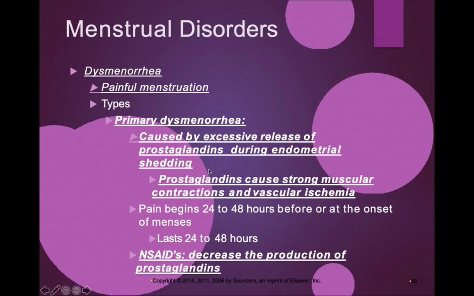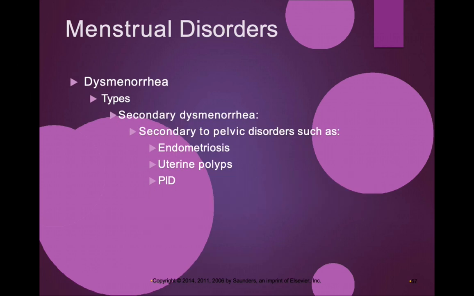of these prostaglandins. Okay? Prostaglandins also create fever, so when you take NSAIDs, it brings down fever. Prostaglandins increase pain. They increase muscle contractions. So NSAIDs, the non-steroidal anti-inflammatory drugs, decrease the production of prostaglandins.